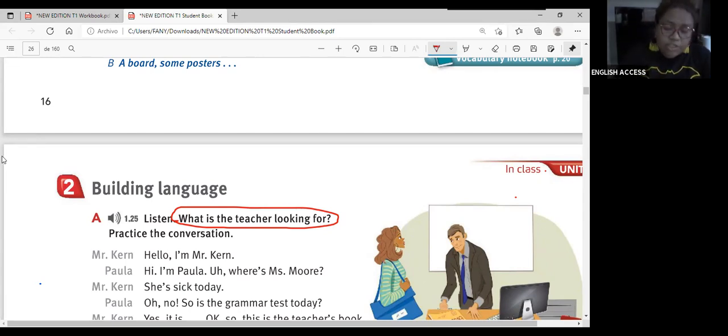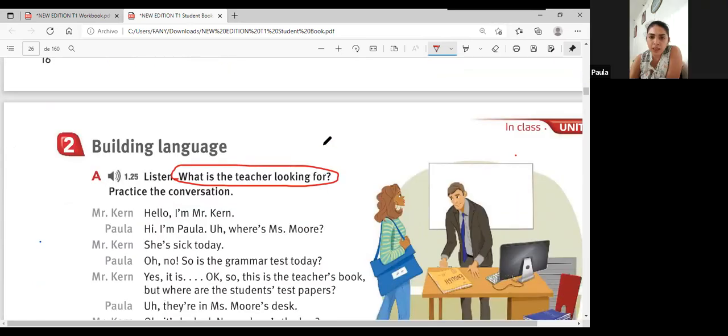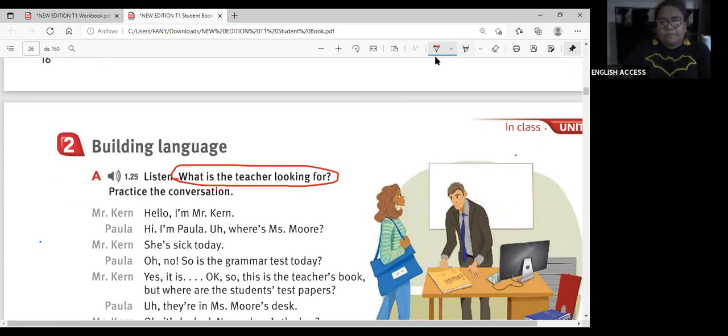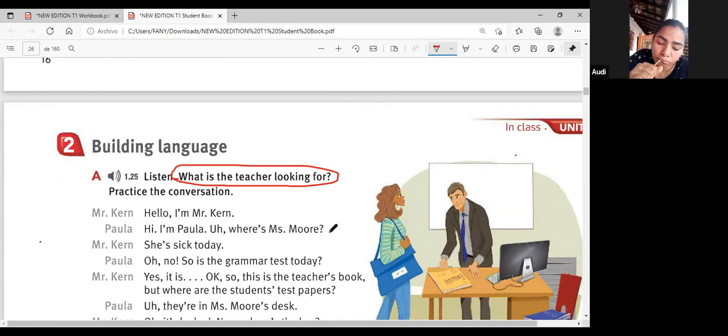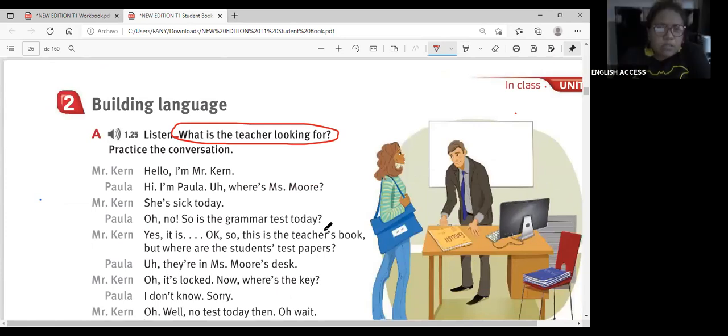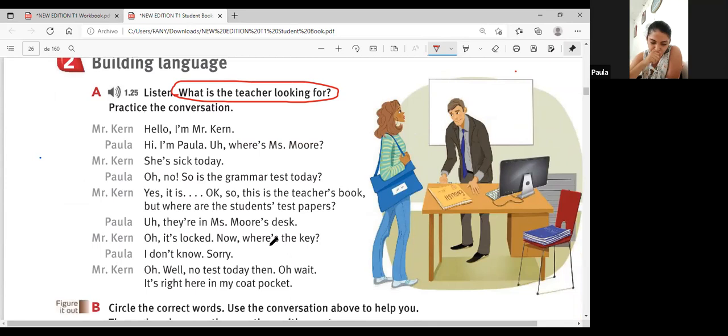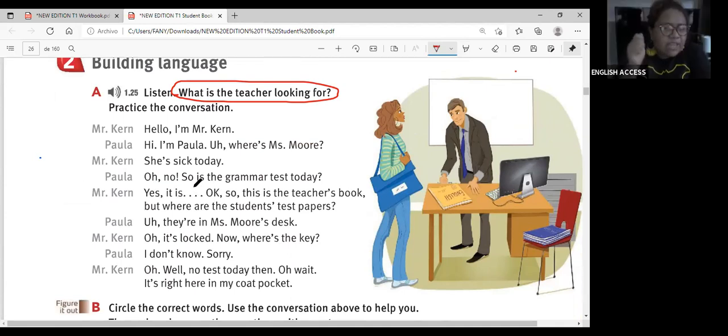Okay, girls, so... What is the teacher looking for? What is he looking for? Book? No, it's not the book. What else? The key is the... the key of computer? Okay. The key of the desk?